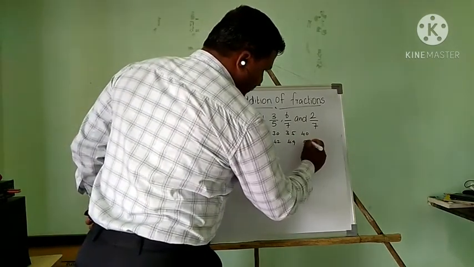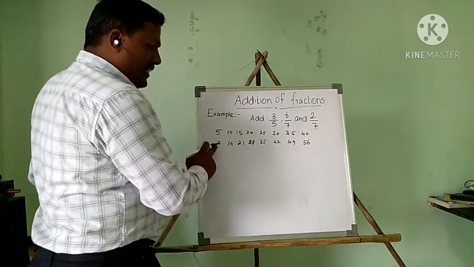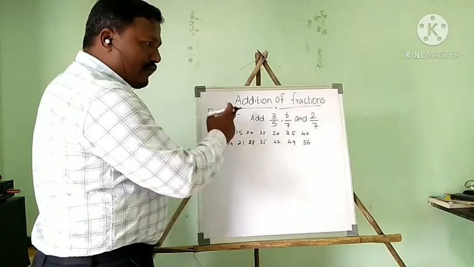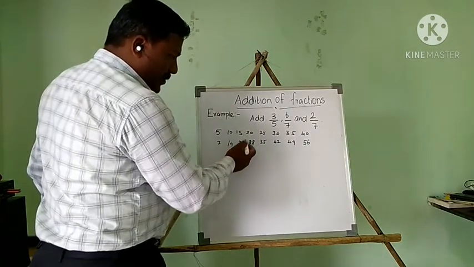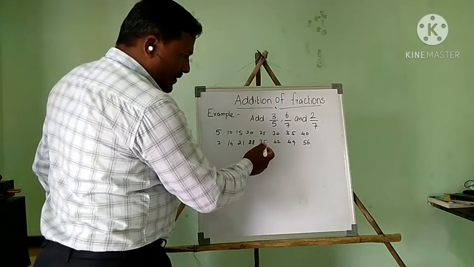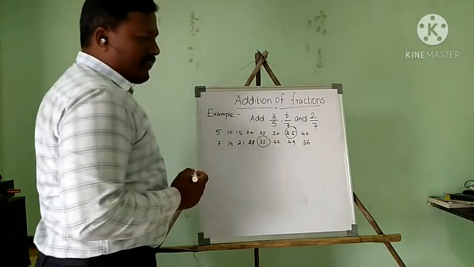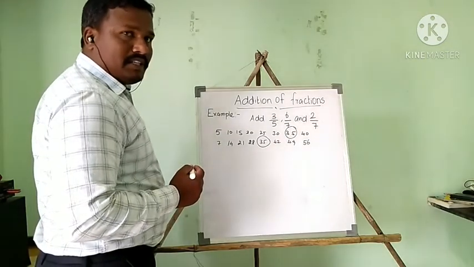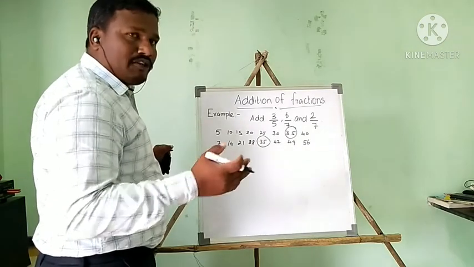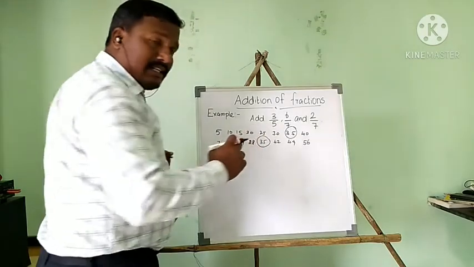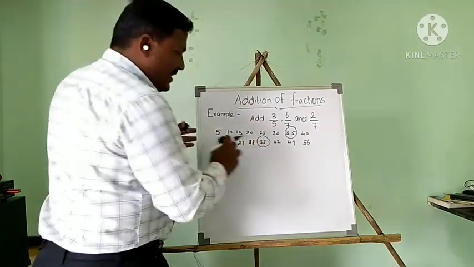Oh, 56. Okay, this much is enough. Now, these are the multiples of 5, these are the multiples of 7. Now we want to find the common multiple. 35 is common. So 35 is the least common multiple. Okay. So I found the LCM. Now, what am I going to do? Convert all the denominators to the LCM, 35. That is the next step.